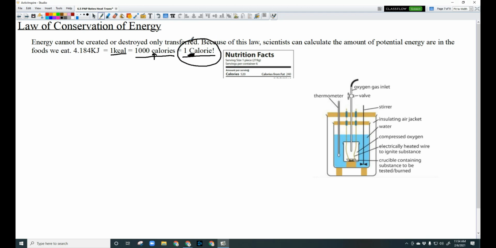This is how the calories are reported on your food. See, it's a capital letter right here. When you look at nutritional facts on the side of products, this C is always a capital letter C, because that is a food Calorie, which is 1,000 lowercase calories, which is a kilocalorie.